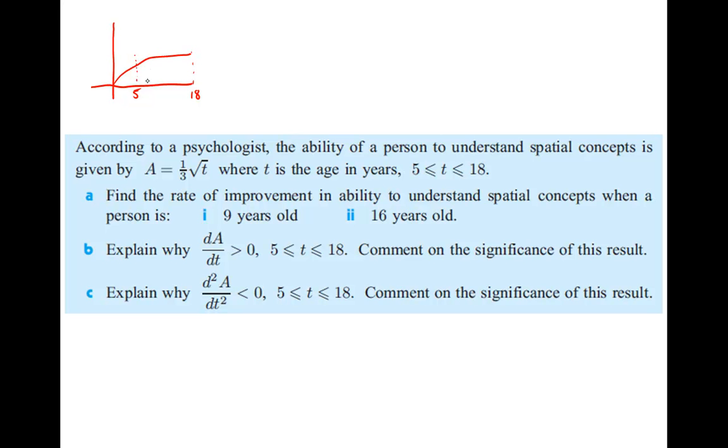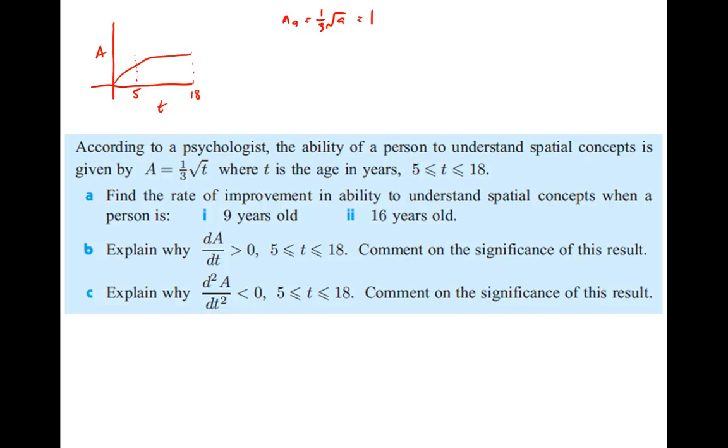You can see that the ability, so this is A, and time. So the ability to understand spatial relationships is increasing. All right? So if we want to find the rate of improvement in ability to understand spatial concepts, what we need to do is find the rate of improvement. Well, we can find the ability, right? I can find the ability at the age of 9 just by going 1/3 times the square root of 9. But what that gives me is 1/3 times 3, so it gives me 1, right?